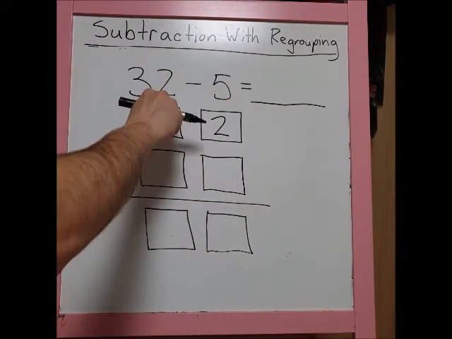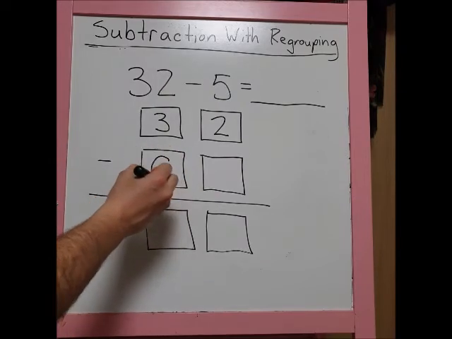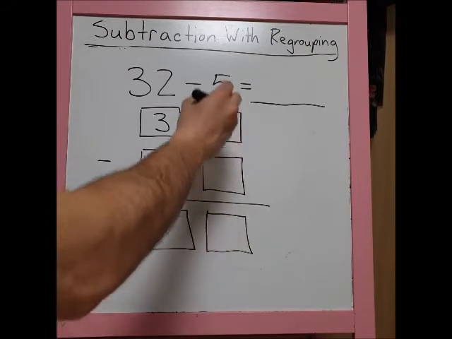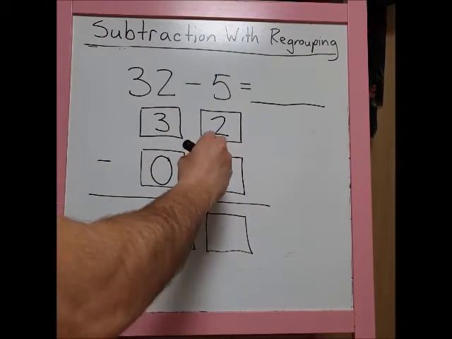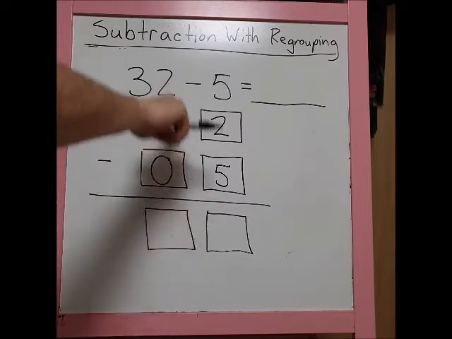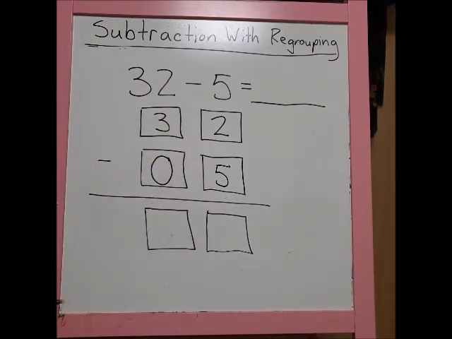3, 2, 32 minus 5. If it helps, you can put a 0 here because there is 0 10s in 5. You don't have to though. There are 5 1s over here. So if we want to write it vertically, that means up and down, this is how we write it. 32 minus 5. Now let's begin.